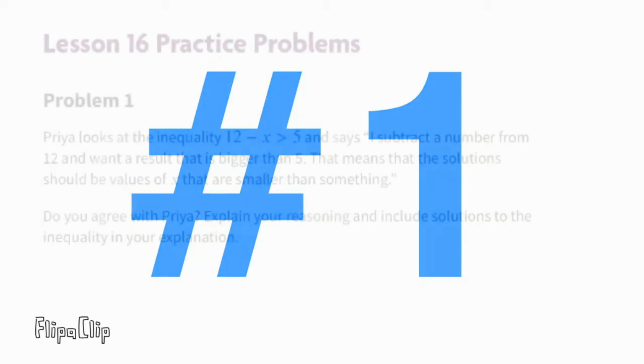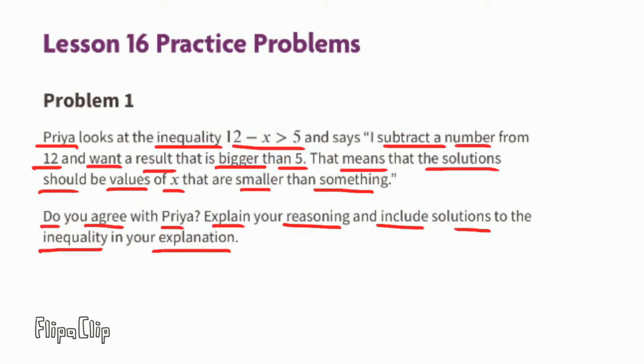Problem number 1. Priya looks at the inequality 12 minus x is greater than 5 and says, I subtract a number from 12 and want a result that is bigger than 5. That means that the solutions should be values of x that are smaller than something. Do you agree with Priya? Explain your reasoning and include solutions to the inequality in your explanation.